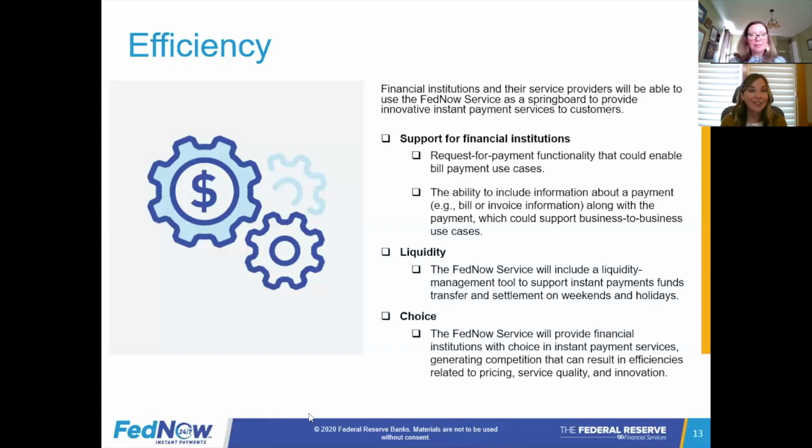So that's a high-level summary of the features and functionality for FedNow, and I'd like to pose another poll question to the group. Okay, so hopefully folks can see this. Which use case do you anticipate will benefit the most from instant payments? We've got person-to-person, such as paying family and friends, business-to-business, such as paying suppliers or vendors, business-to-person, such as payroll or insurance disbursements, person-to-business, such as e-commerce or point of sale, or other. We'll give folks a minute to respond.